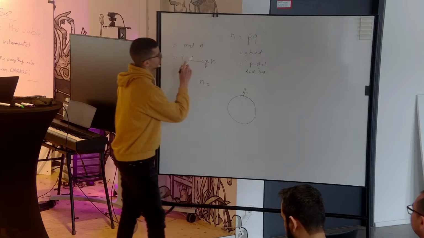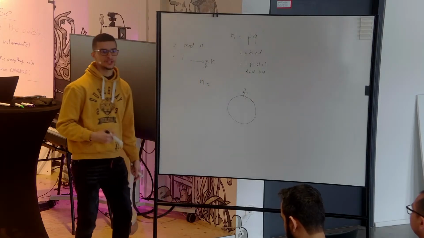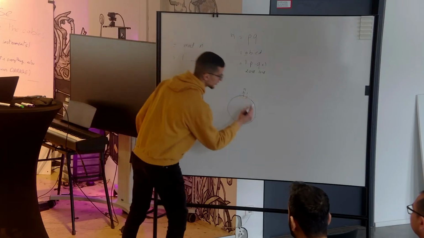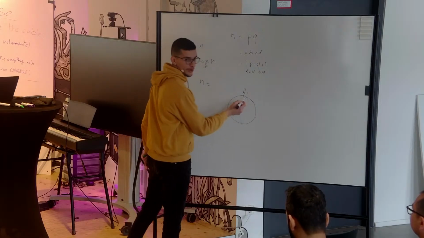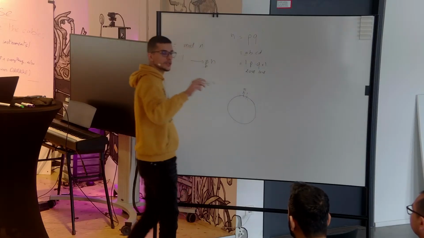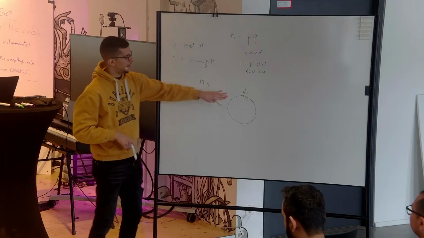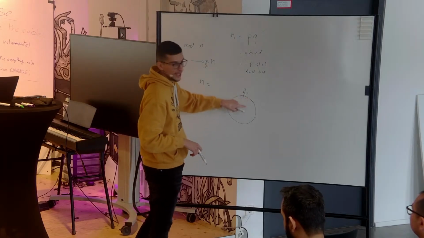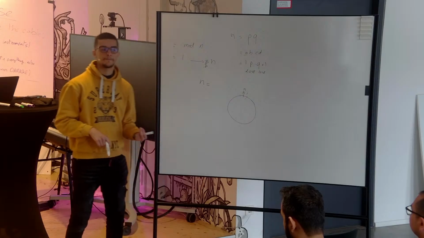Now, let's imagine you choose a number which is bigger than n. What is it going to do? It's just going to rotate and go one step further. So it's just going to do one round, and wherever it lands, that's going to be the result.